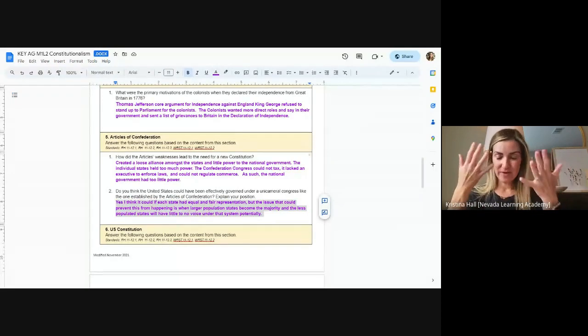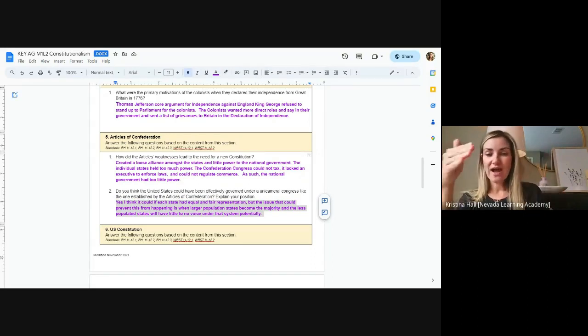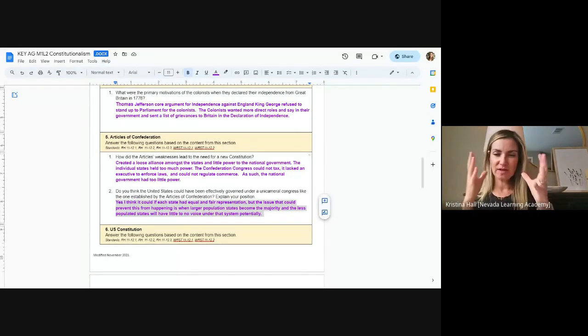So this is why we have a bit of both. We have representation based on population, so the bigger states have a little bit more say. But then we also have that everyone is the same in the Senate so that those small states can come to the table and have an equal vote. So we have a little bit of both in the bicameral. Give me a thumbs up when you have both those, and then we'll do the checking for understanding.